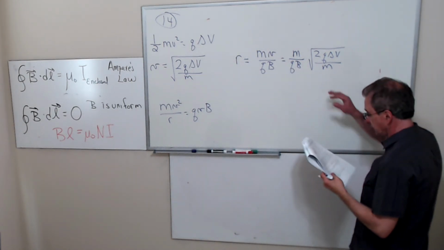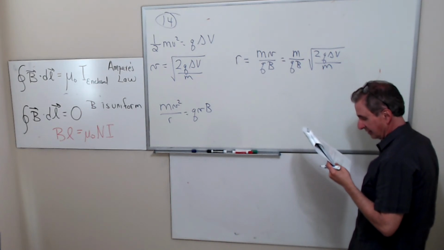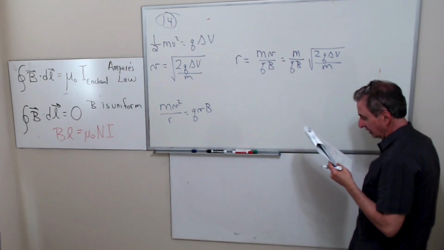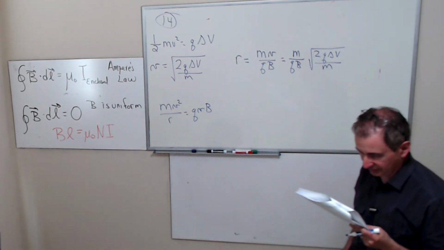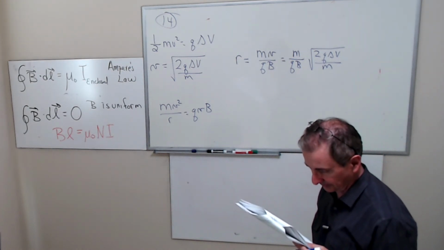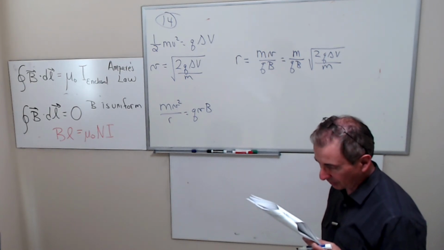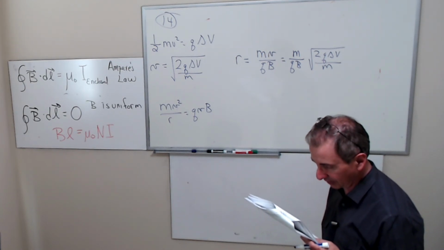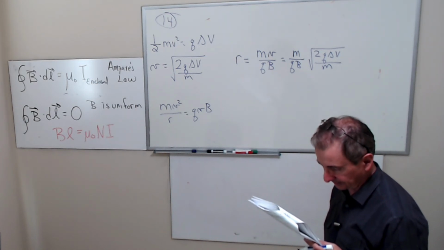So this is the radius. So what are we given? We're given the radius of curvature for the lighter isotope is 21.9 centimeters. Well, that's my value. Okay. What is the separation of the two isotopes upon exiting the slit?